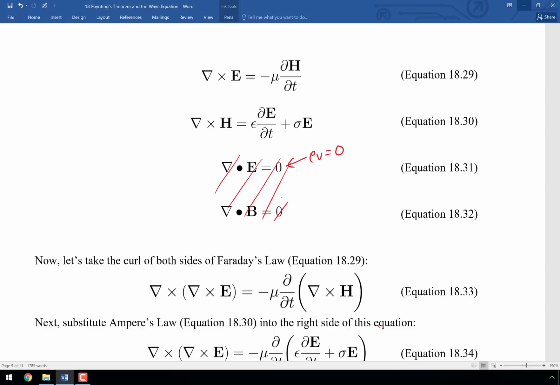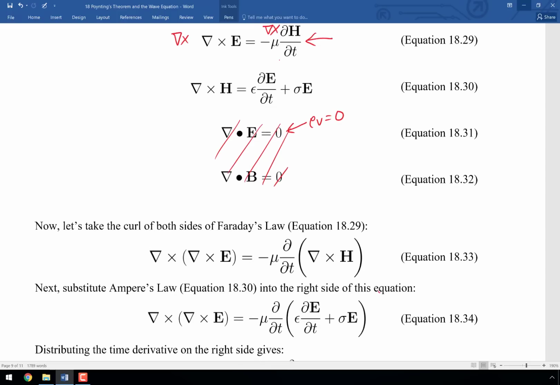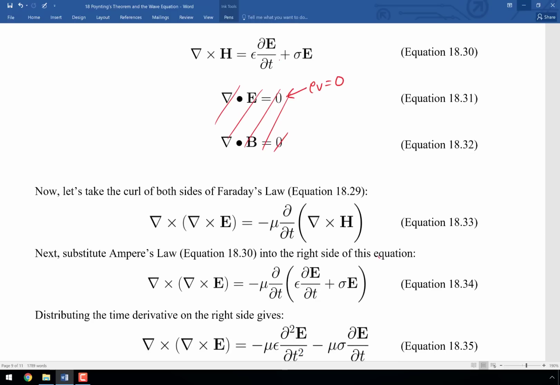So let's take the curl of both sides of Faraday's law. So we start with Faraday's law, and we take the curl of both sides of Faraday's law. And we end up with equation 18.33. And I've pulled the mu out in front. I've pulled the partial derivative with respect to t out in front. Both of those are fine. I'm going to now substitute Ampere's law. So notice that I had a curl of H here, but Ampere's law gives me a quantity that is the curl of H. So I have epsilon dE/dt, partial of E with respect to t, plus sigma times E.